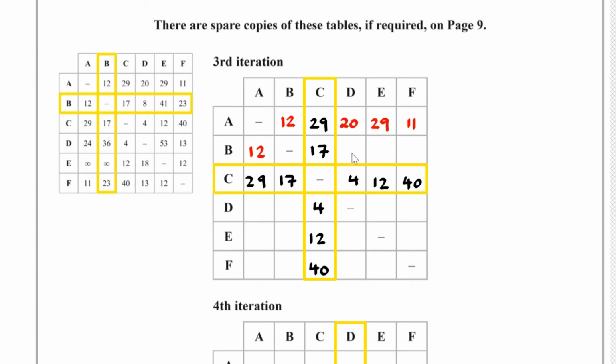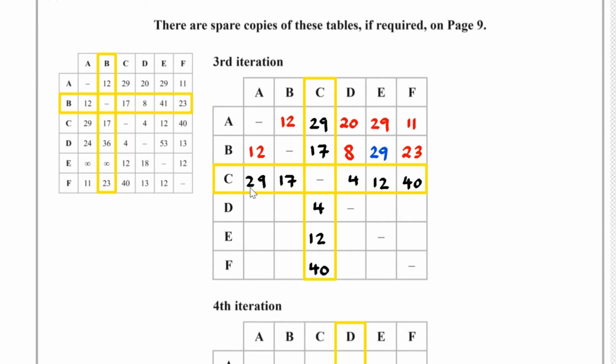Next, for this element, we compare 17 and 4 with the 8. 8 is smaller. For this element, we compare the 17 and the 12 with the 41. 41 is bigger than 17 plus 12. 17 plus 20 is 29. So 29 goes here instead. Then we compare 17 plus 40 with the 23. We see 23 is smaller, so 23 remains the same.